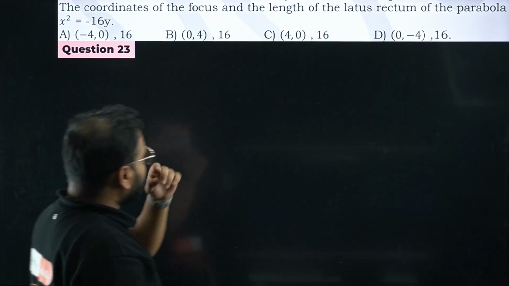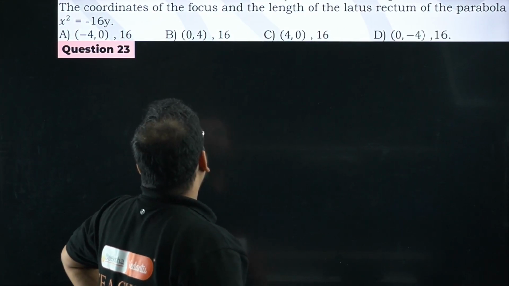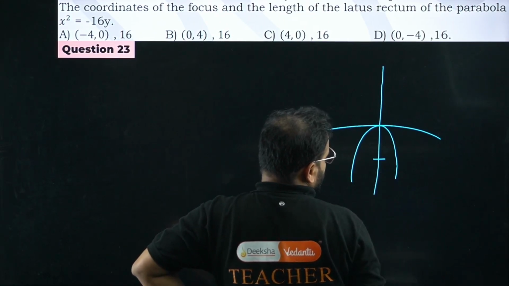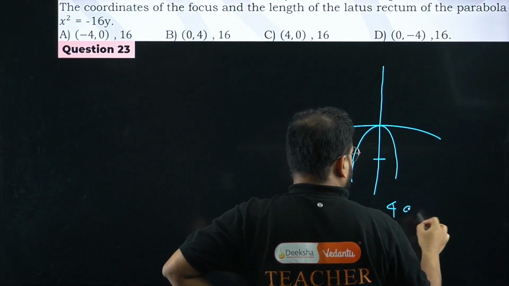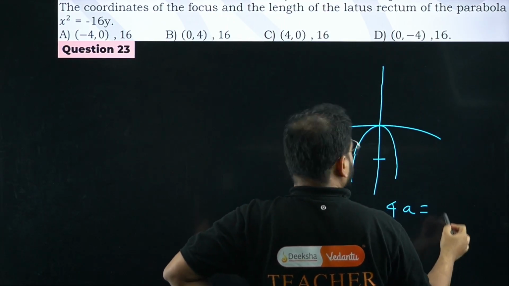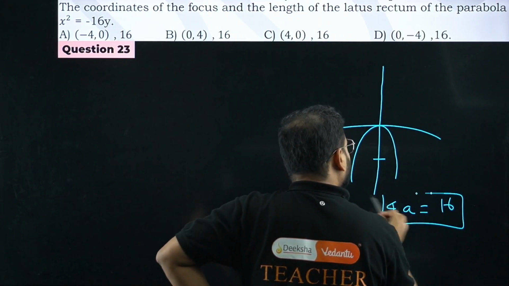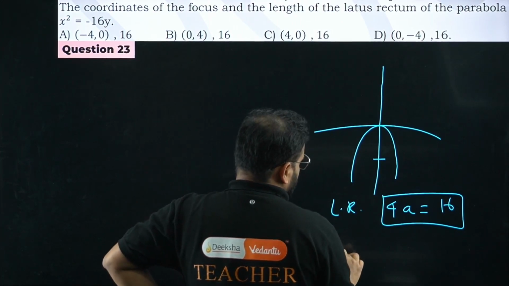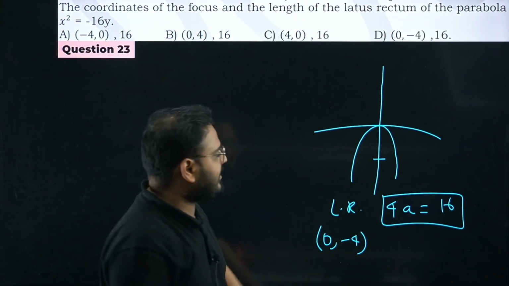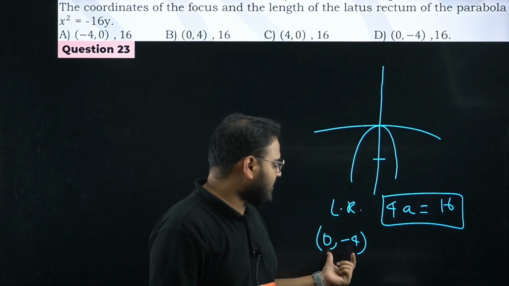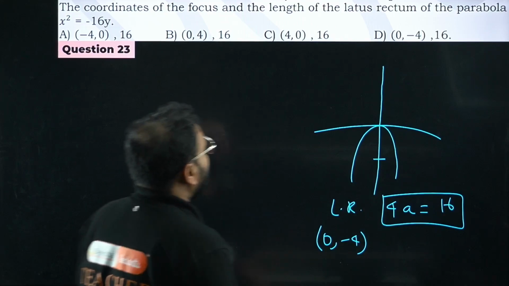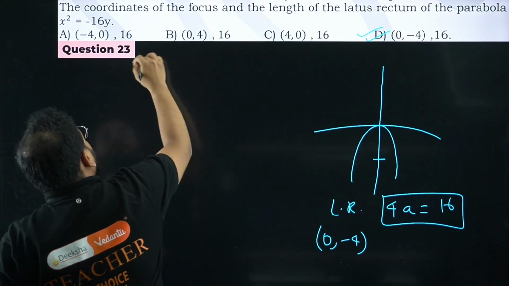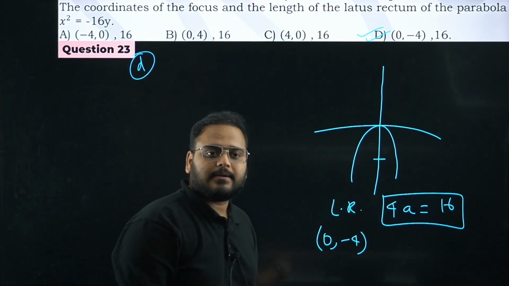The coordinates of the focus and length of latus rectum for the parabola. Okay. This is a parabola, right? So you'll have 4a as the length. What is that going to be? Check this out. 16 only. This is the length of latus rectum. What about the focus? a is going to be 4. So you have 0, minus 4. X is 0, y is minus 4. So your answer is 0, minus 4 as the focus. 4a equals 16 is the answer. So option has to be D, right? Option D is correct. Please check.